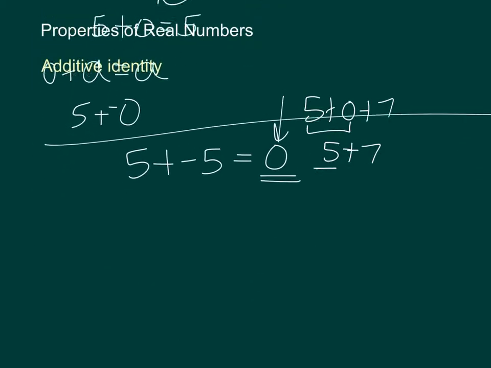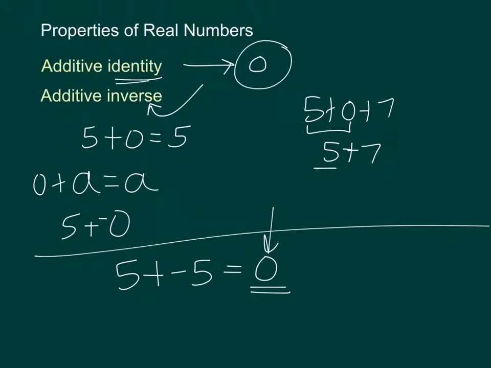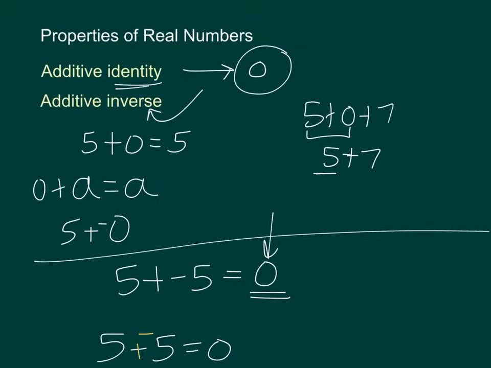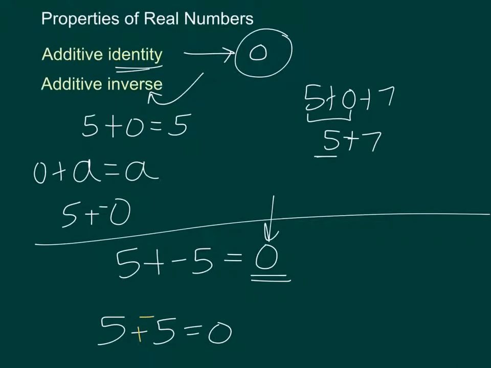And remember, it doesn't actually have to be adding. It can be subtracting because subtraction is just adding a negative. So if I said 5 minus 5 equals 0, that is also the additive inverse property because you can think of this as adding a negative. So anytime you get 0, that's additive inverse. Anytime you add 0 to something, that's additive identity. And again, this will happen a lot. You'll have this property when you're evaluating.